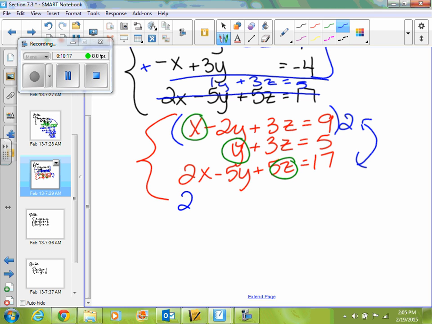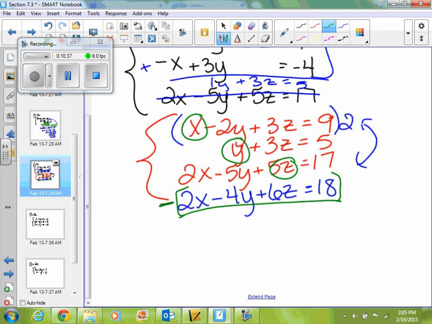So 2 times x gives me 2x. 2 times negative 2y gives me negative 4y. 2 times 3z gives me 6z. 2 times 9 gives me 18. Doing that, then I can subtract my 2 equations to get rid of my x's. So 2x minus 2x cancels. Minus a negative becomes a plus, so negative 5y plus 4y equals negative 1y. 5z minus 6z gives me negative 1z. And 17 minus 18 gives me negative 1.